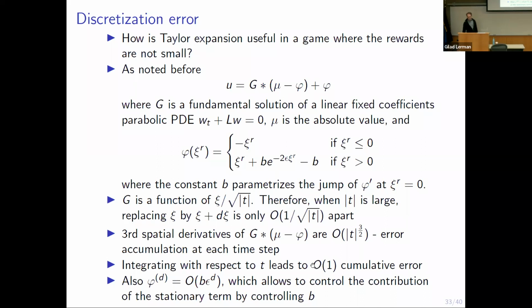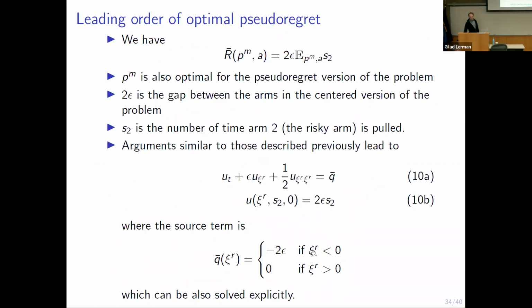Integrating with respect to time really leads to constant cumulative error from this term, and then this term, it has explicit d-th order derivatives, which are just b, this parameter that we can choose, times epsilon to the d. So we can control the contribution of the stationary term to the error by controlling this b, and this is what allows us to optimize the error.